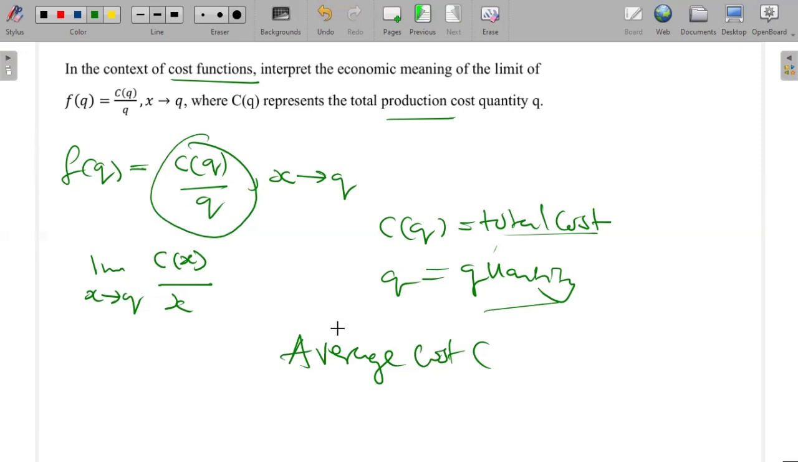But most important, the average cost is what it's showing us, that as we get closer and closer to q, the limit there is just telling us that this here is the average cost. Okay, so that is what this would mean.